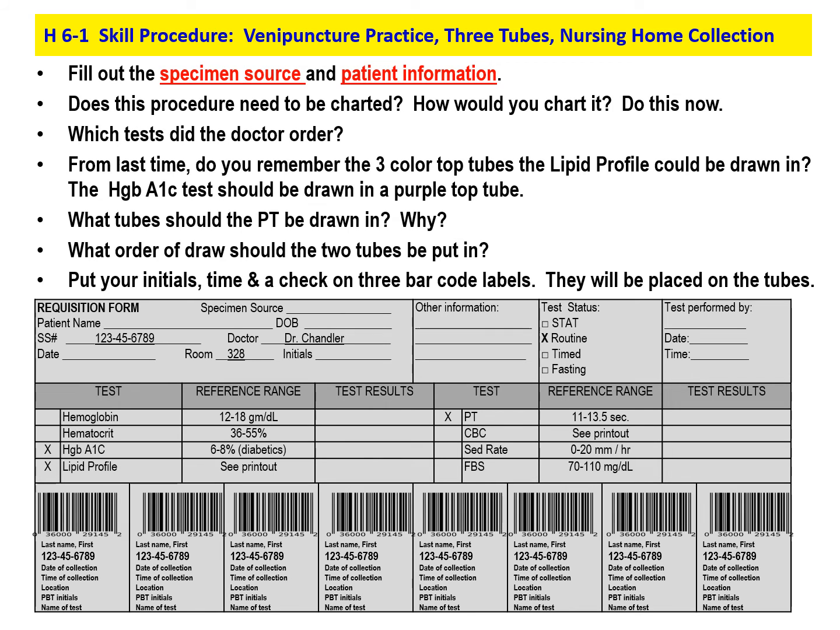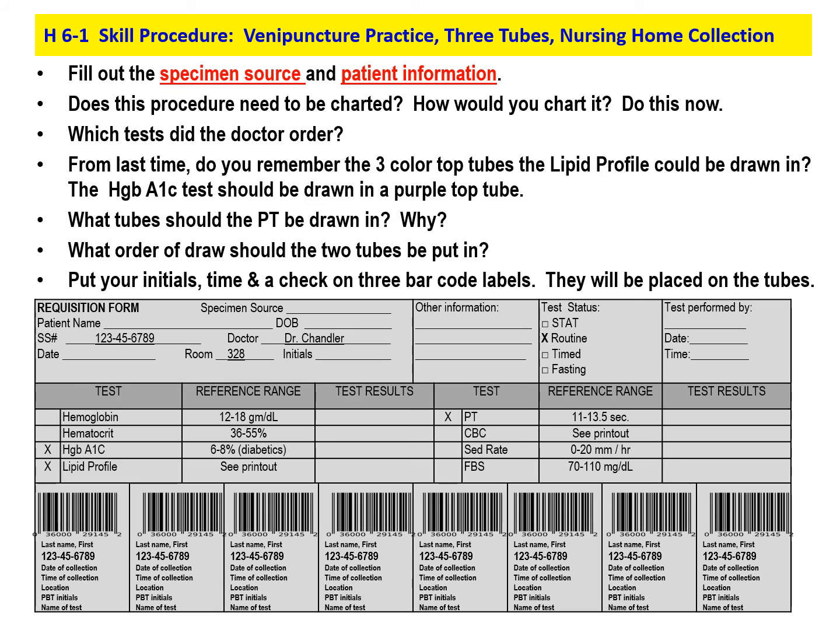Remember, we drew a hemoglobin A1C that's drawn in a purple top tube that has EDTA in it, which is an anticoagulant. We drew a lipid profile, okay? And we drew it in a red top tube, a plain red top tube that had no additives in it, because this was ordered routine. You see test status up there? It wasn't ordered stat, it was ordered routine.